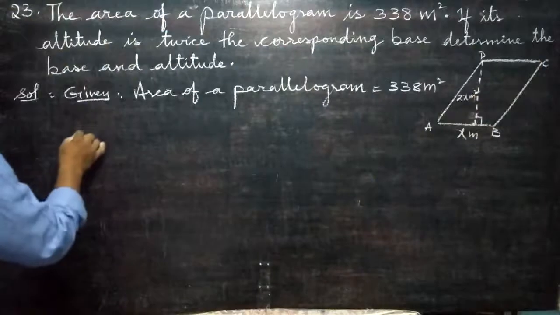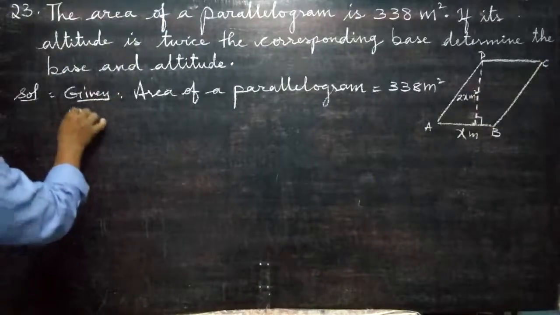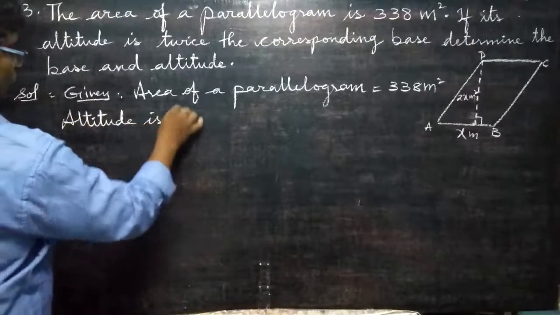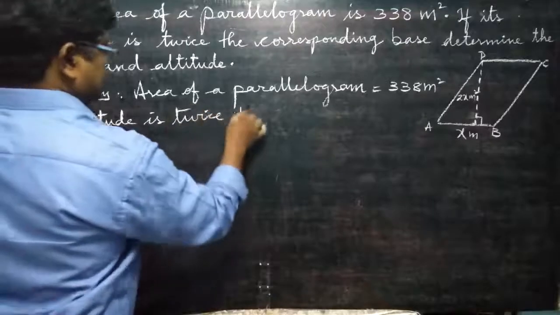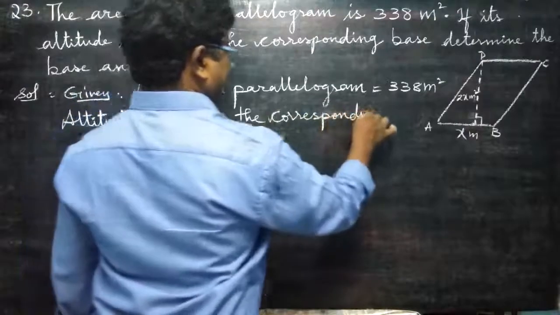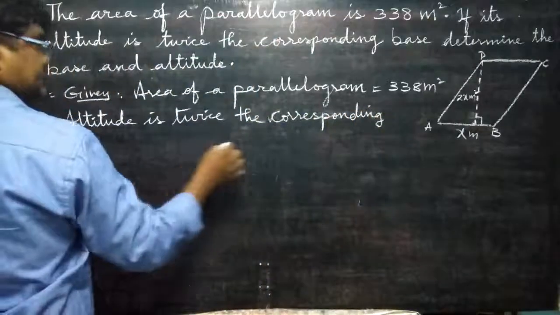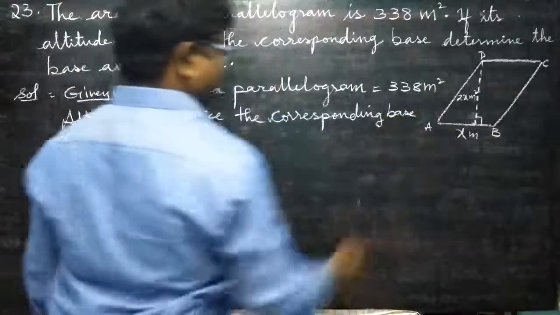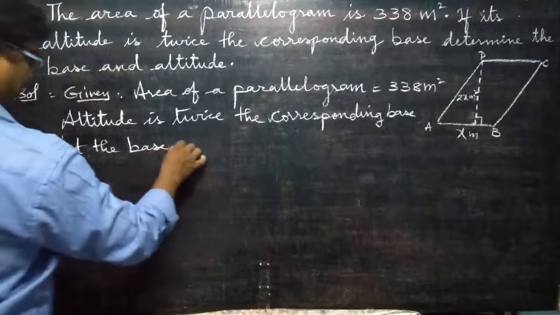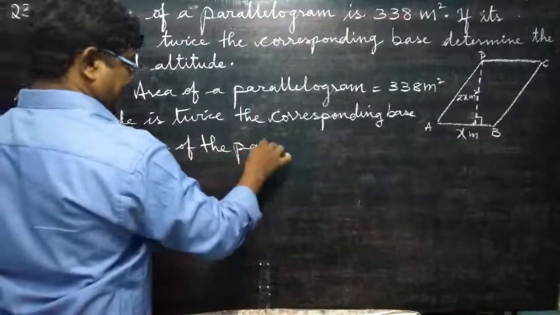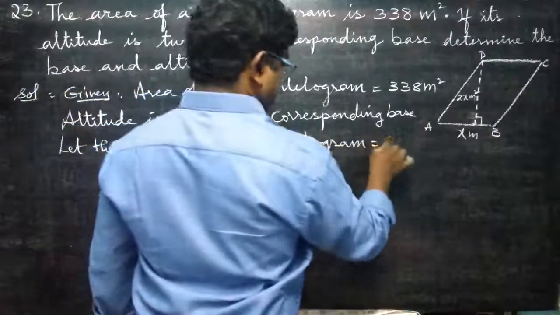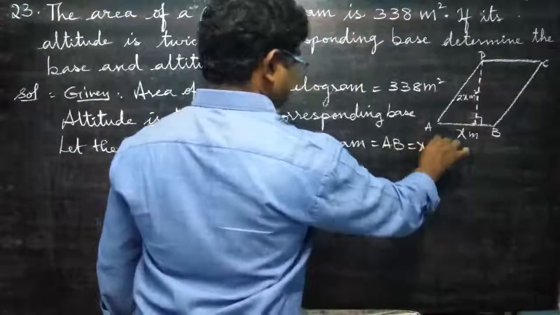Now they have given a condition. Altitude is twice the corresponding base. The corresponding base. We don't know base how much. Let the base of the parallelogram be x. When we don't know, we will mark as x. AB is equal to x meters.